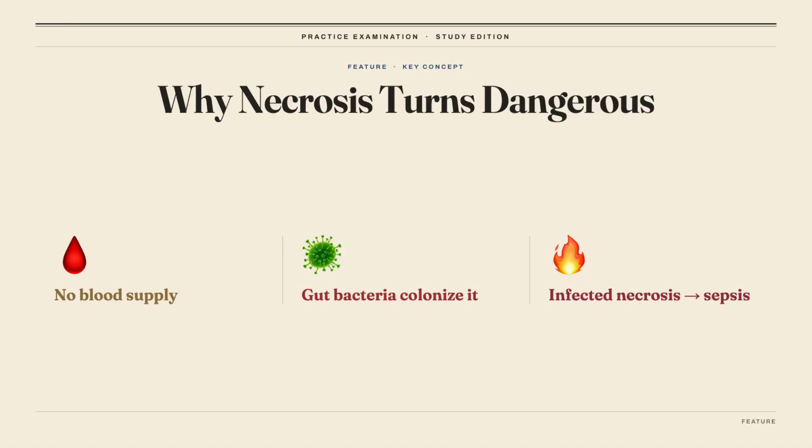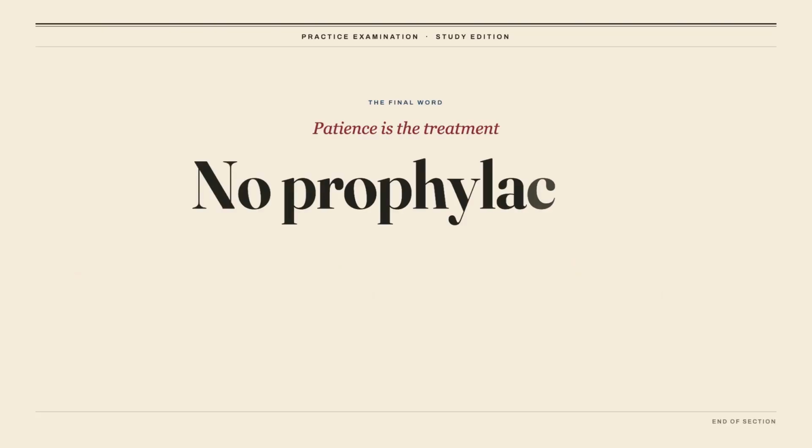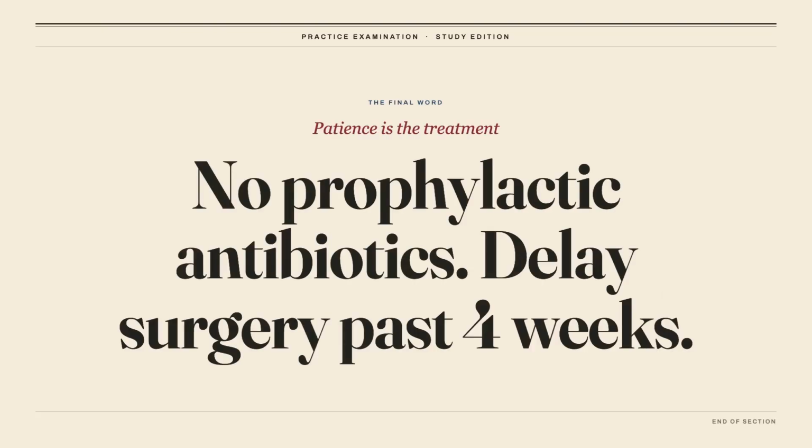Infected necrosis is the main route by which a pancreatitis patient becomes septic. That's why antibiotics are withheld until infection is confirmed, and why necrosectomy is deliberately delayed for weeks. Operating early on undemarcated necrosis is deadlier than waiting for it to wall itself off. In a field built on urgency, waiting is the intervention.